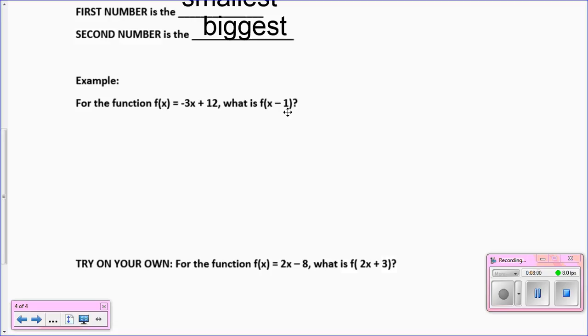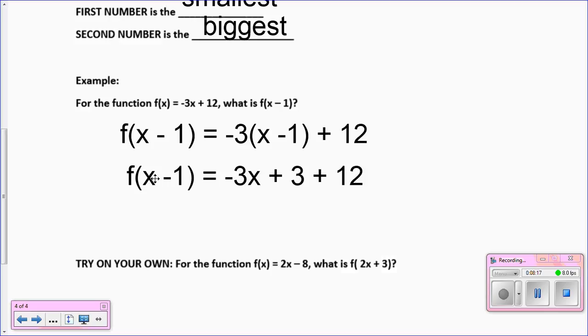Okay? Alright, so here's the other honors topic, where instead of getting a number, you might have an expression that you have to plug in. So we're plugging in x minus 1 for this x right here. I'm still putting in parentheses, so it looks like -3 times that whole thing, x minus 1, plus 12. And then I just go ahead and simplify it. Probably not going to be able to get a single number out of it, but I can simplify the algebraic expression. So I distributed out the -3, and then I'm going to combine my like terms of 3 and 12. And that's as far as I can go.